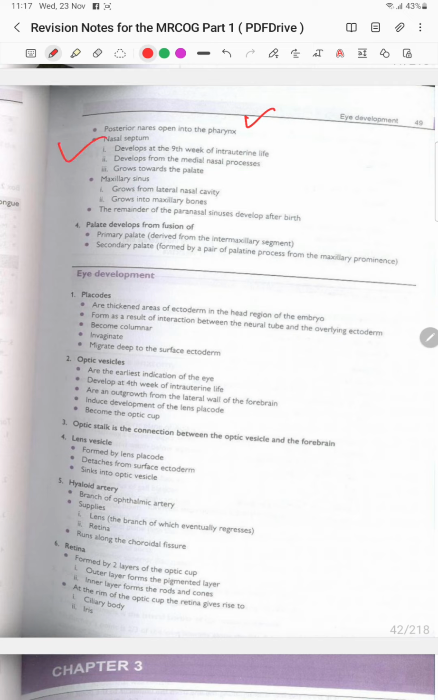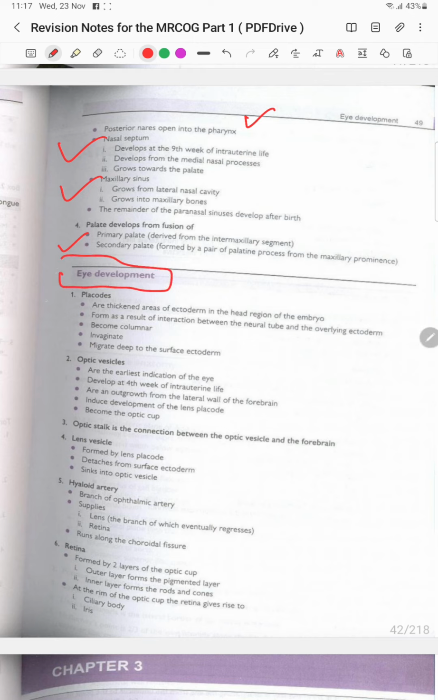and develops from the medial nasal processes and grows towards the palate. The maxillary sinus grows from the lateral nasal cavity into the maxillary bones, and the remainder of the paranasal sinuses develop after birth. The palate develops from the fusion of the primary palate, derived from the intermaxillary segments, and the secondary palate, formed by pairs of palatine processes from the maxillary prominences.